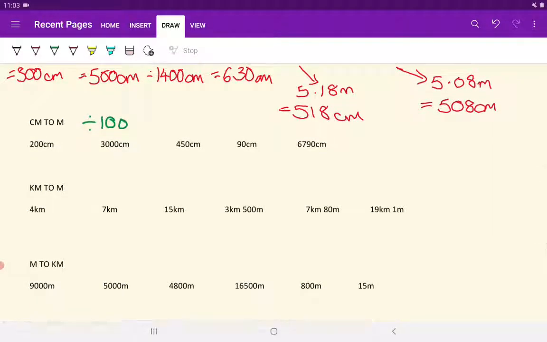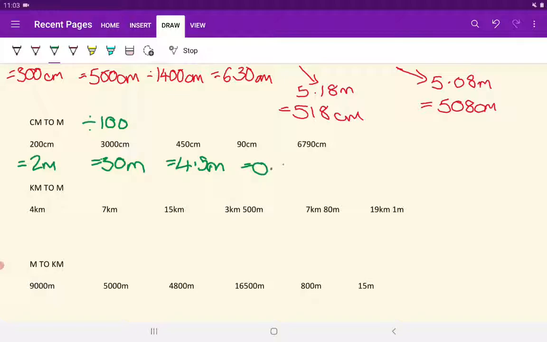Centimetres to metres this time, same idea, but we're dividing by 100. So 200 divided by 100 is 2, there's 2 metres. 3,000 divided by 100 is 30, so 30 metres. 450 is going to be 4.5 metres. 90 centimetres, now again, if we think about that, that's not quite a metre.